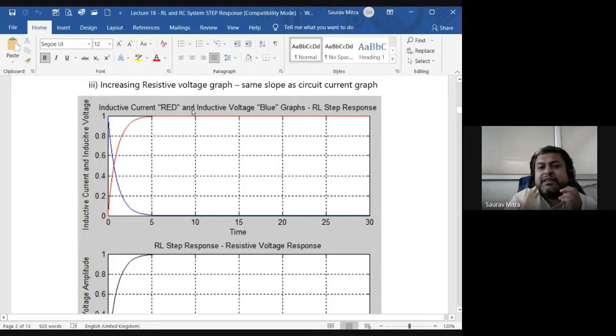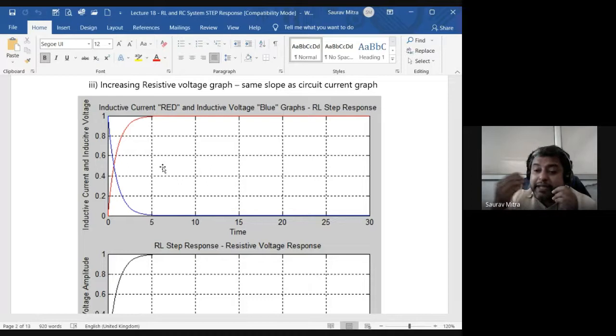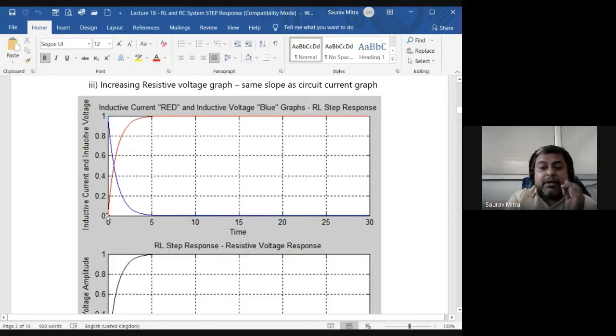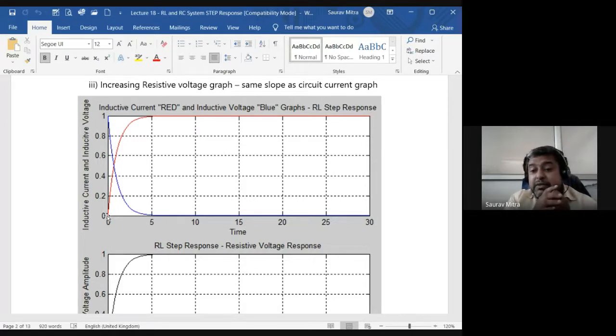So it is written here, inductive current red and inductive voltage blue graphs. This top graph, you will say, sir, how are you showing voltage and current in one graph? Technically speaking we cannot, but in MATLAB we are just plotting functions. And if we see how the voltage is reducing with increase in the current, that means your impedance is reducing. Initially the impedance is very high, because I told you as soon as you connect at t equal to 0, the inductive impedance is equal to infinity. When impedance is infinity, current is 0. So that's why initial current is 0.